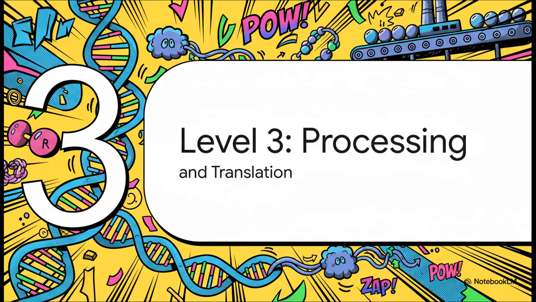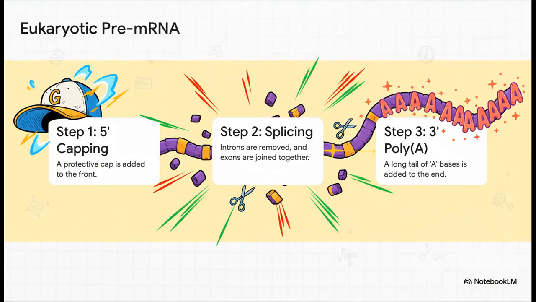Okay, let's level up. Level 3, processing and translation. So we've got the DNA blueprint. We've made copies. Now what? Now we actually have to build something with those plans. We have to make the protein. This is basically the cell's factory assembly line. So a new piece of RNA called pre-mRNA, it's not ready to go out into the cell yet. It's got to get dressed up first.